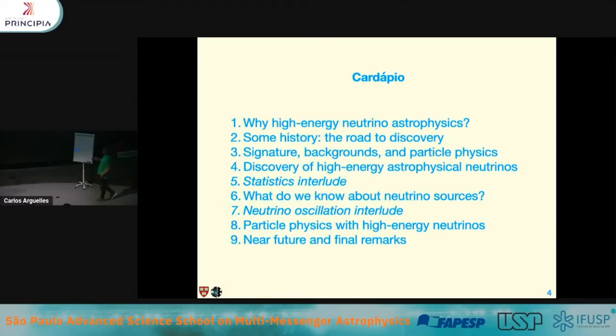And then after the first two lectures, I want to do a statistics interlude, where I'm going to tell you some statistical techniques that we use in neutrino astrophysics. Then I'm going to talk about neutrino sources based on this. And then I'm going to have a second interlude, where I want to talk about how neutrinos change flavor as they travel, because that's going to be a very important property to talk about the particle physics of high-energy neutrinos. And then I'm going to try to wrap it up. This is my objective. Hopefully, we'll cover many of these topics, but the most important part is that you all ask questions. It's better that something sinks in really well rather than that we cover as much material as we have.